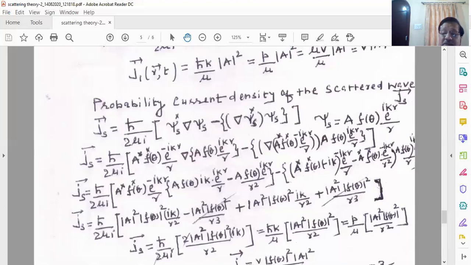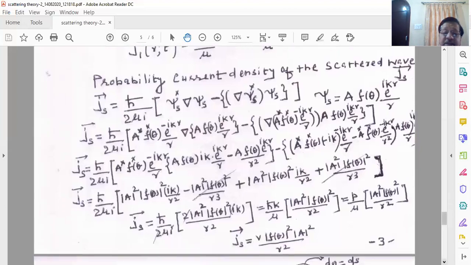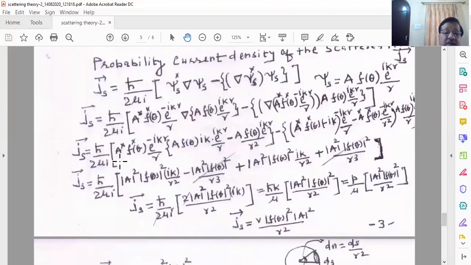Now if you simplify this expression, let us multiply and open this curly bracket. A star into a gives you mod a square, f star theta and f theta gives mod f theta square. E to the power of minus ikr and e to the power of ikr cancel. So this is ik, and 1 upon r with 1 upon r gives you 1 upon r square. So this term will give you this here.